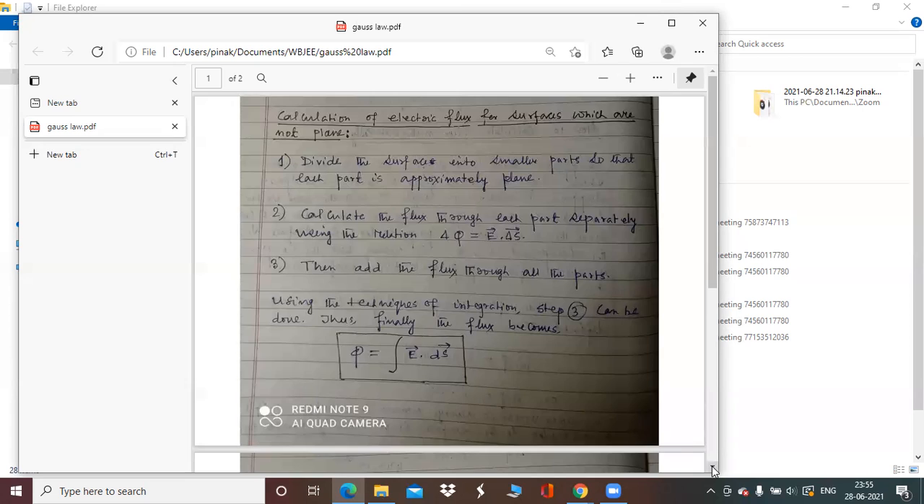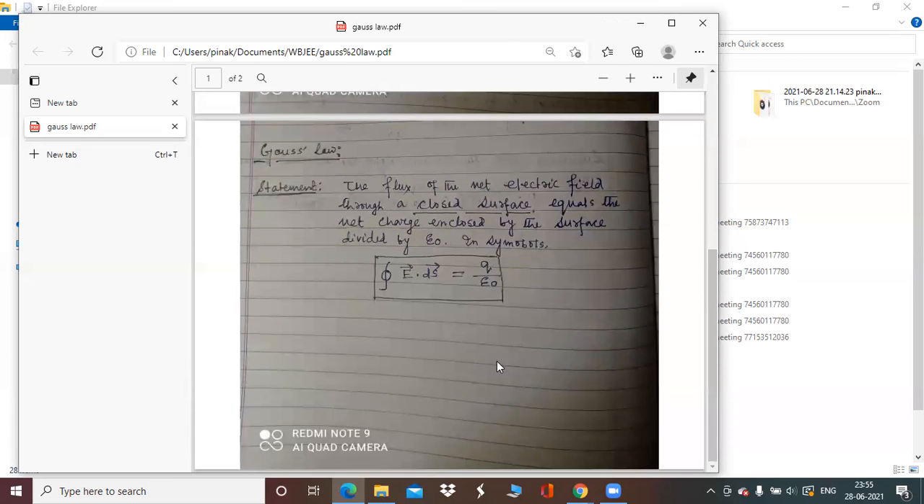Now, next comes Gauss law. Gauss law is one of the most fundamental laws in physics, and the statement of Gauss law goes like this: the flux of the net electric field through a closed surface equals the net charge enclosed by the surface divided by epsilon naught. And in symbols, it is written as closed surface integral E bar dot ds bar is equal to q by epsilon naught.